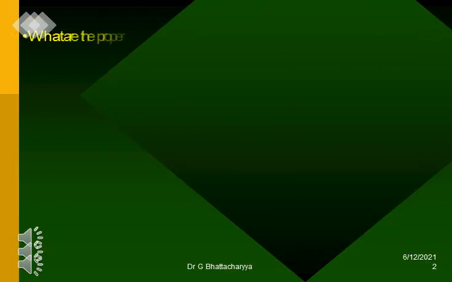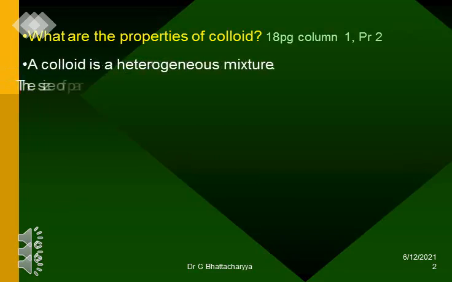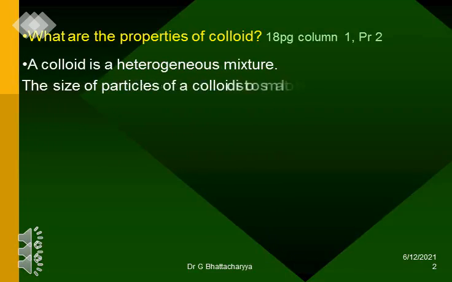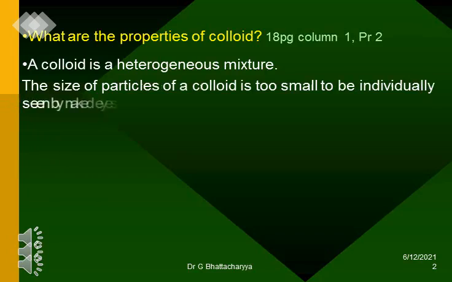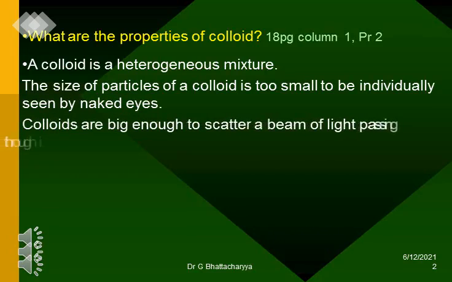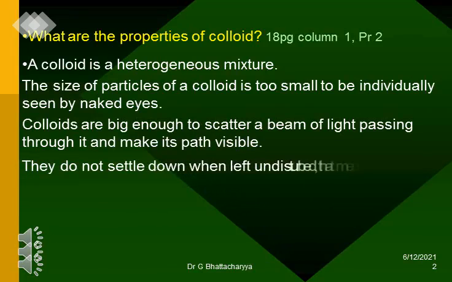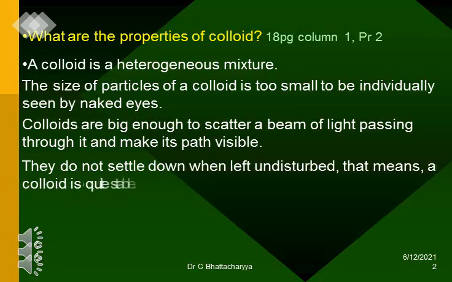What are the properties of colloid? A colloid is a heterogeneous mixture. The size of particles of a colloid is too small to be individually seen by naked eyes. Colloids are big enough to scatter a beam of light passing through it and make its path visible. They do not settle down when left undisturbed. That means, a colloid is quite stable.